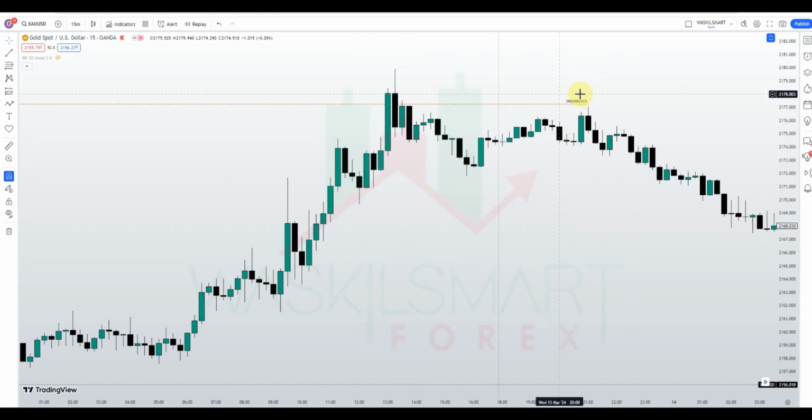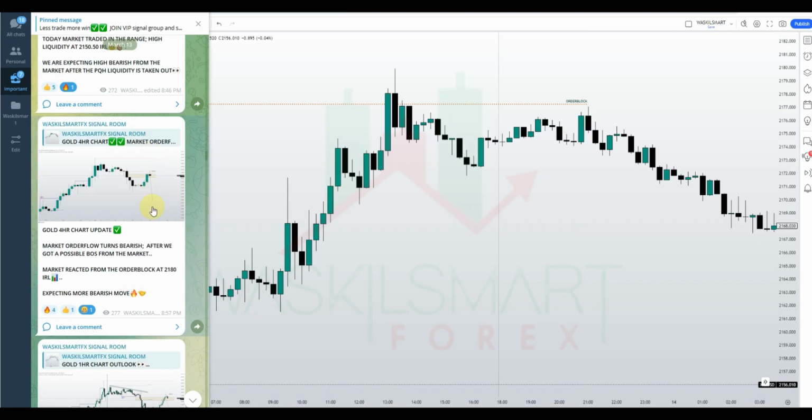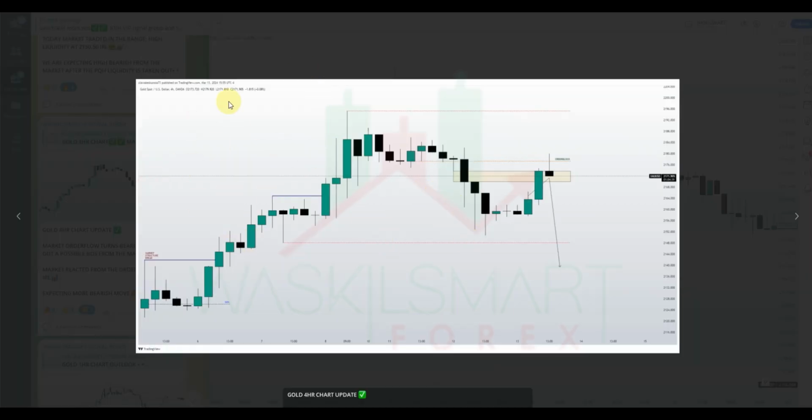There's an order block from the higher time frame, 4 hours. I saw a big zone where I was expecting market to sell from. Okay, let me show you my Telegram channel. Yeah, you can see this here. So I was actually expecting a sell from the order block. This line that you are seeing is the order block from the higher time frame, 4 hours. I was expecting a sell.